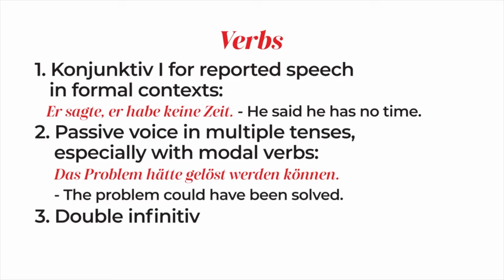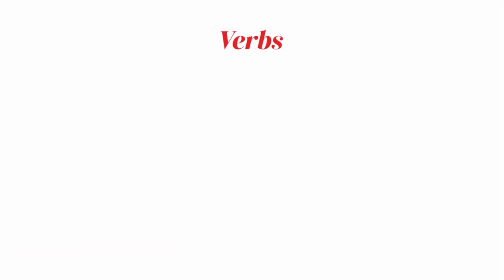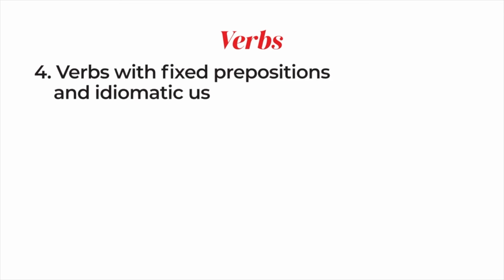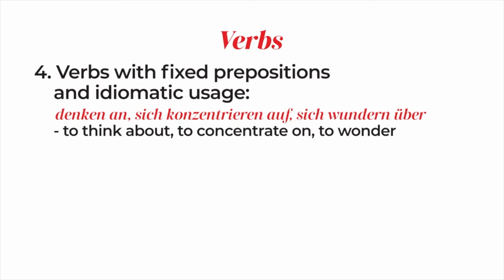Double infinitives. Ich hätte kommen können. Er scheint gegangen zu sein. I could have come. He seems to have left. Verbs with fixed prepositions and idiomatic usage. Denken an. Sich konzentrieren auf. Sich wundern über. To think about. To concentrate on. To wonder about.